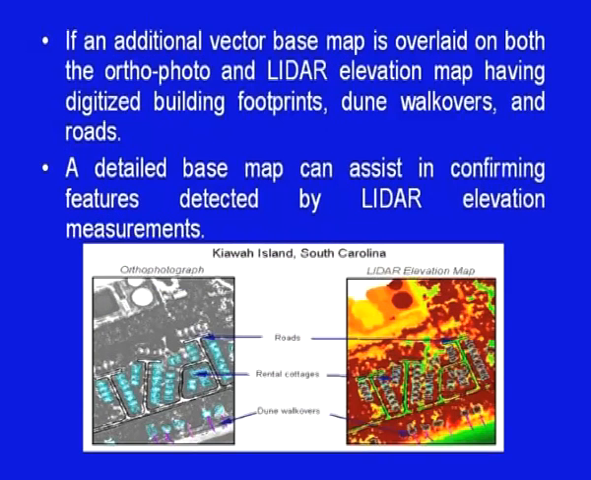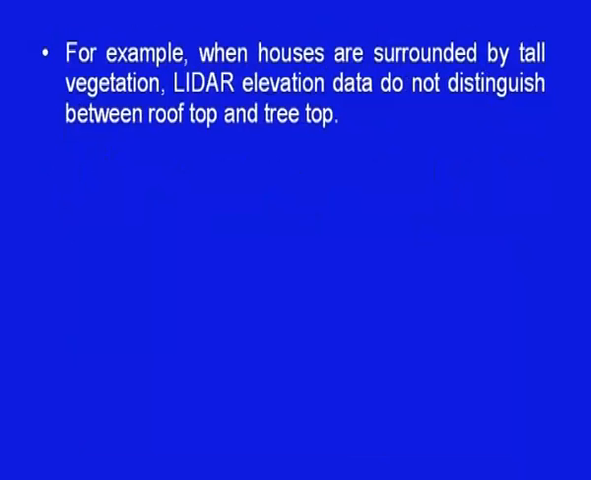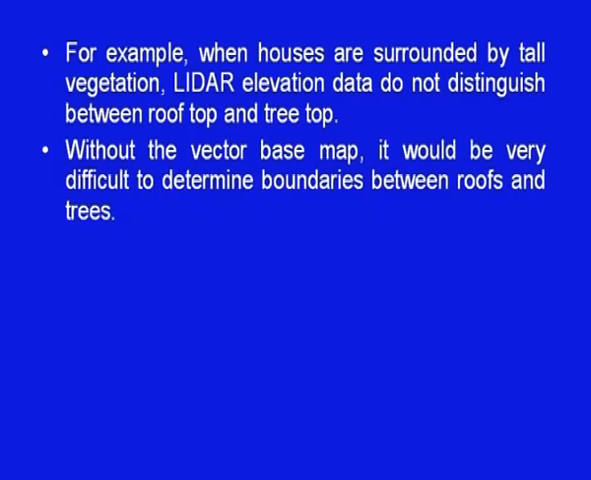If an additional vector base map having digitized building footprints, dune walkovers and roads is overlaid on both the orthophoto and the LIDAR elevation map, a detailed base map can assist in confirming features detected by LIDAR elevation measurements. For example, when houses are surrounded by tall vegetation, LIDAR elevation data do not distinguish between rooftop and treetop. Without the vector base map, it would be very difficult to determine the boundaries between roofs and trees.